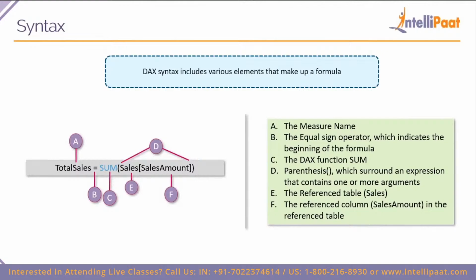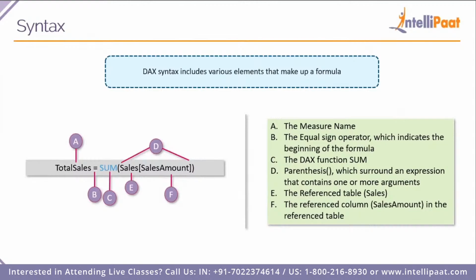The first one is going to be the measure name. That is, Total Sales is the measure name, or column name, or anything based on your requirement. This can be user defined, but make sure you give a name that is related to the calculation you're performing. The second one is the equal to sign, which indicates the beginning of the formula. The third one is the DAX function. All DAX functions are entered in caps, and here I have taken the SUM function.